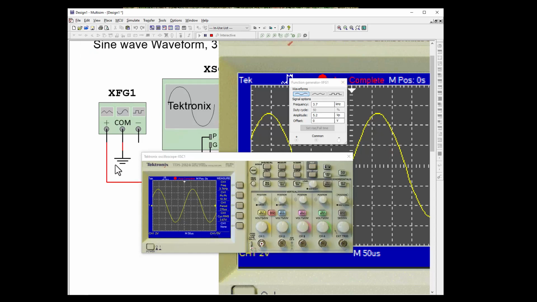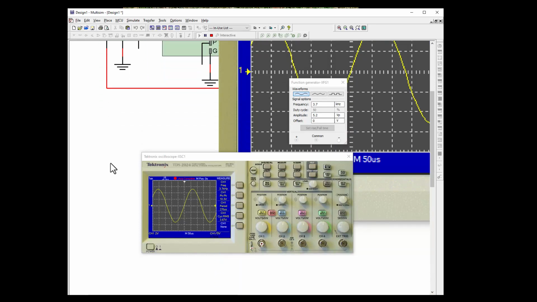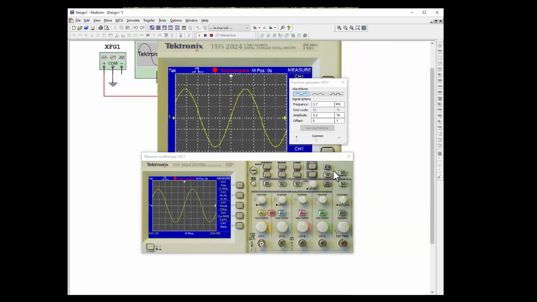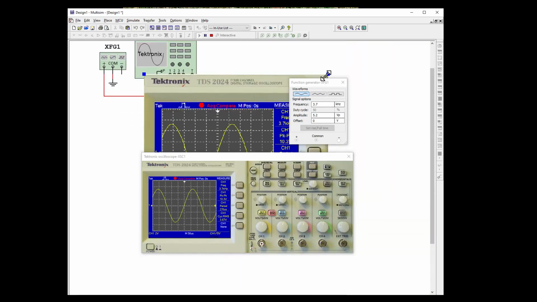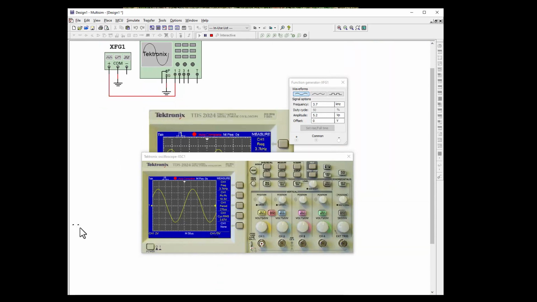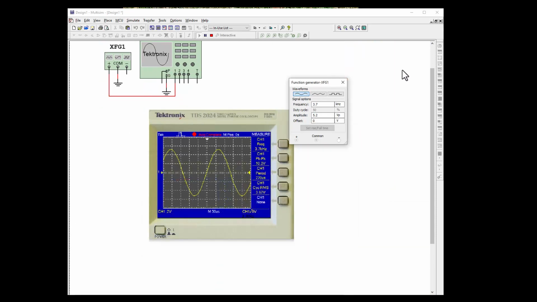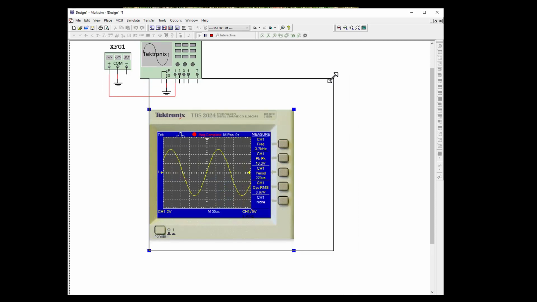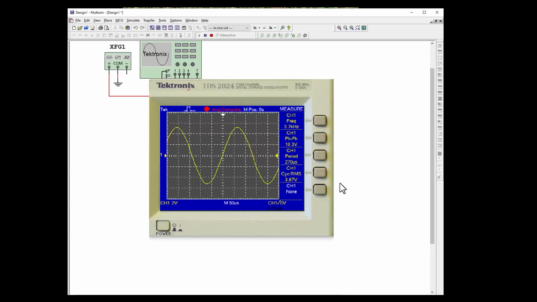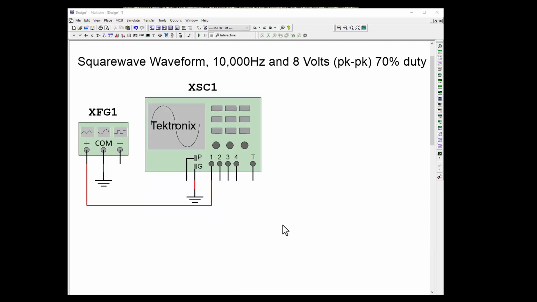Okay, so let's shrink it. And so let's turn off our scope, get rid of that. And since we got it, let's make it big. Okay, 3.7 kilohertz frequency and 3.67 RMS, which turns out to be 10.3 volts peak to peak. Good. Okay, let's do the last one on the lab.